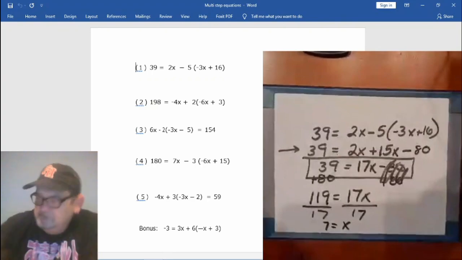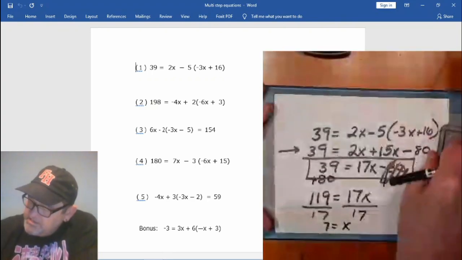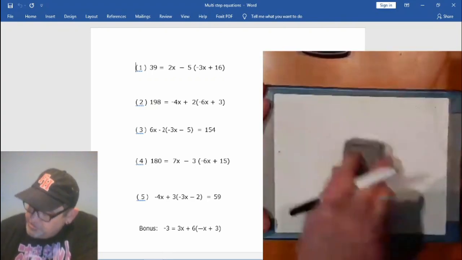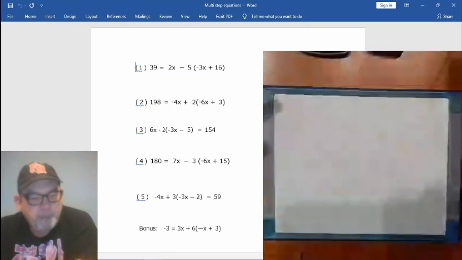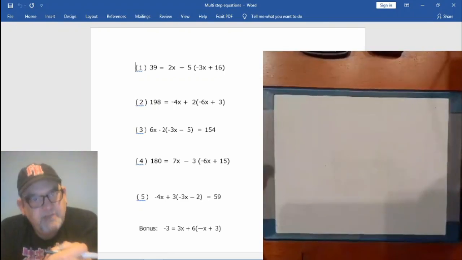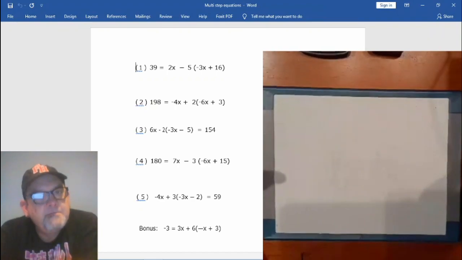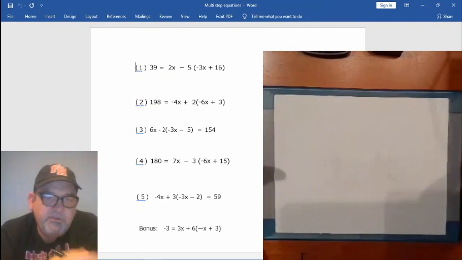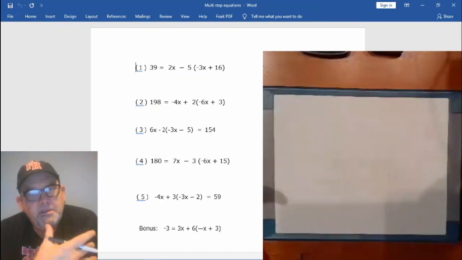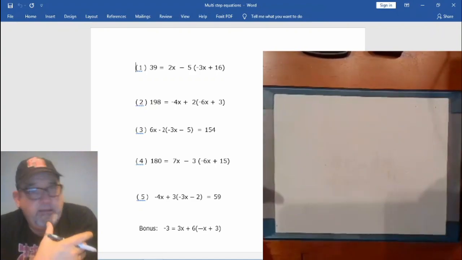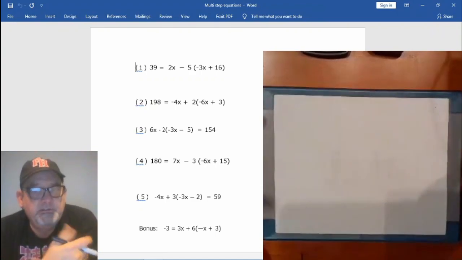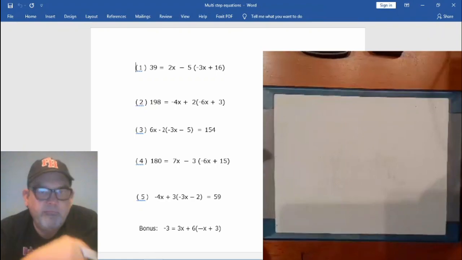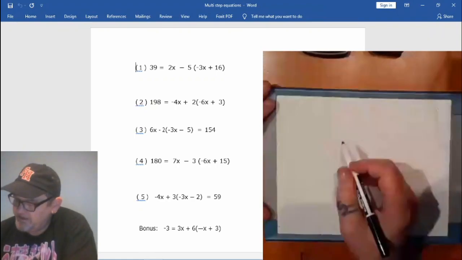Not too bad. Tedious. Like I told you guys at the beginning of the school year, sometimes solving an algebra problem takes many steps, but each step individually is simple. So don't get freaked out by, oh my God, this is a huge problem, how am I going to do this? One step at a time makes it very, very simple. Let's go on to the next one.